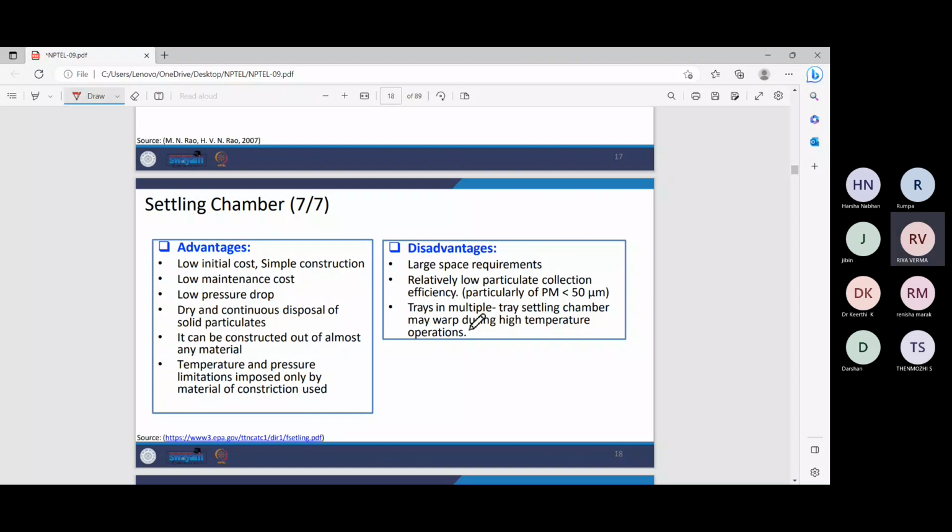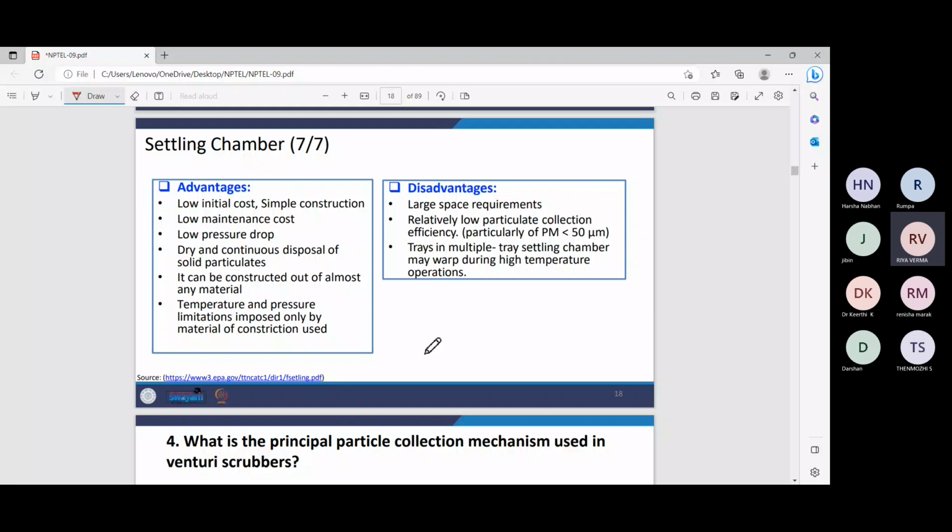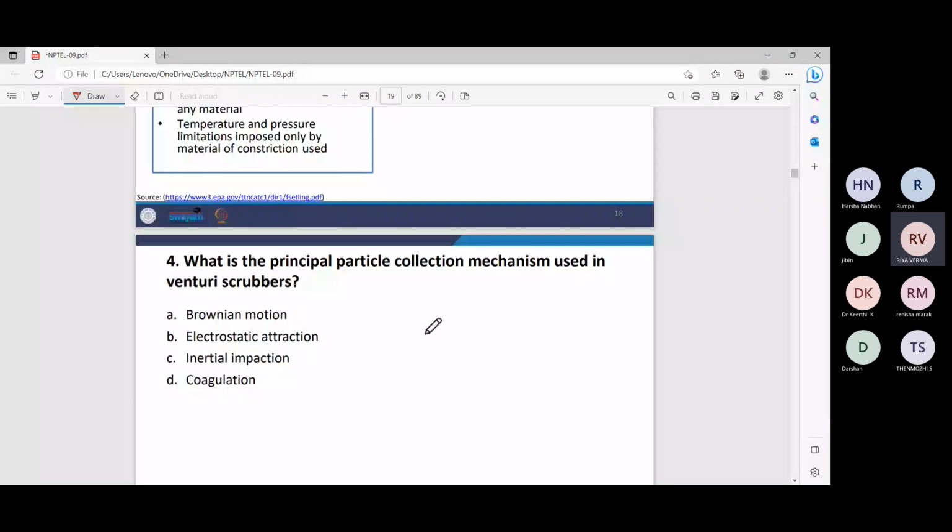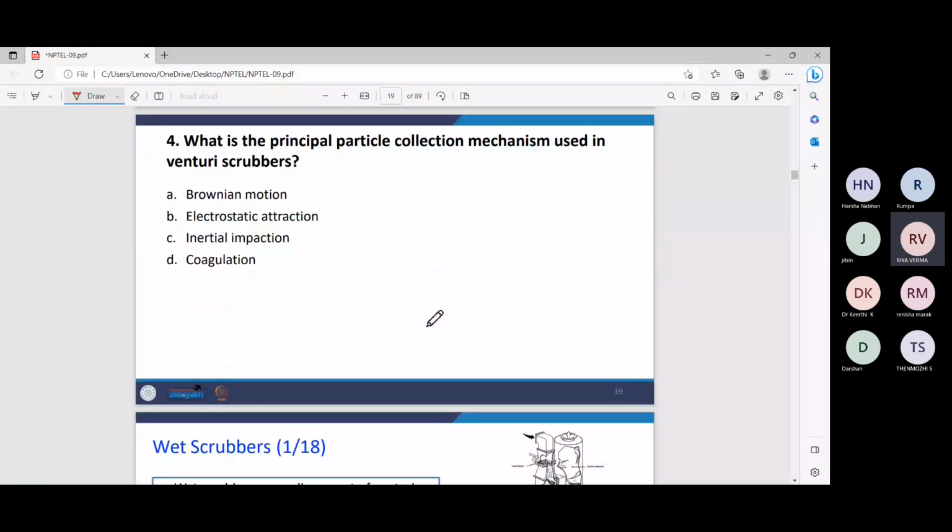Now, next up we have the question: what is the principal collection mechanism used in Venturi scrubbers? First is Brownian motion. Next is electrostatic attraction. Then we have inertial impaction, and then we have coagulation. So, what is the principal collection mechanism that is used in Venturi scrubbers? Let's have a look at these wet scrubbers, and then we'll come back to this question.